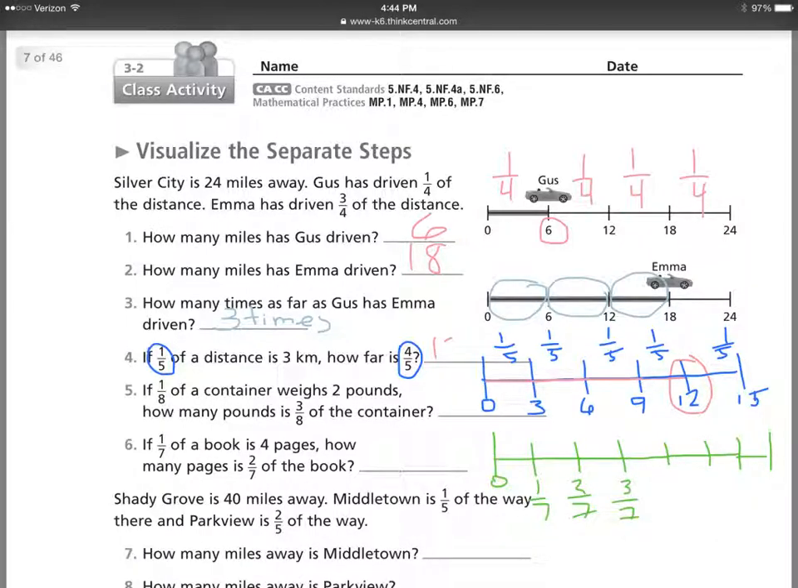There's 2/7, 3/7. I don't need to go to 3/7 or any further, in fact, because I only need to go to 2/7. Each seventh is equal to 4 pages. So here's 4 pages for the first 7th. And my second 7th would be another 4 pages, which gives you a total of 8 pages.